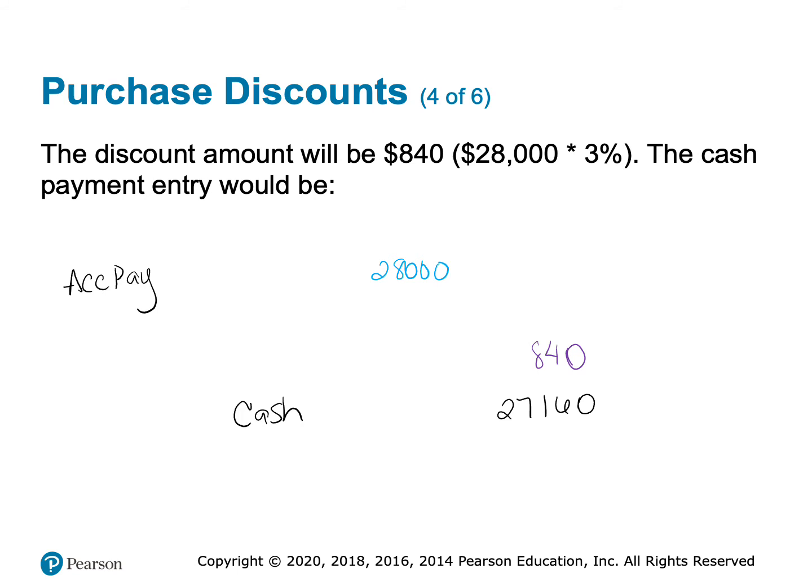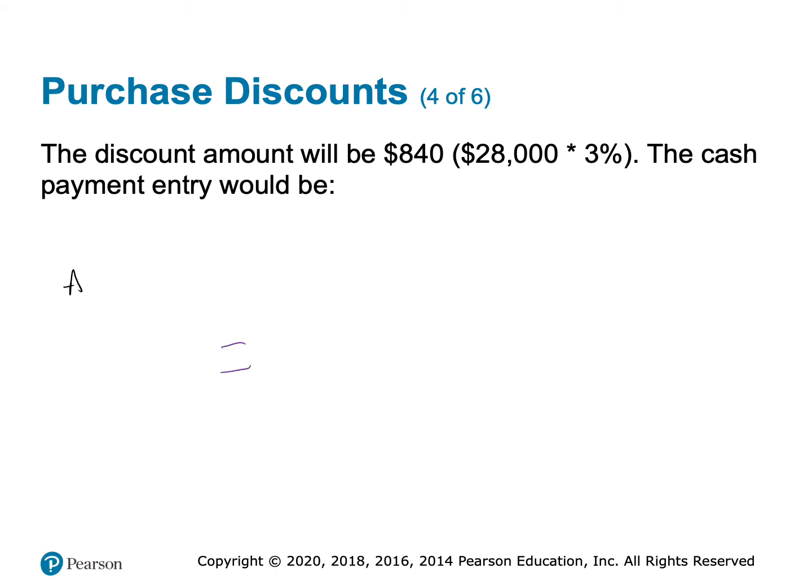Now, this credit represents the discount. It represents the amount of money that I saved on my inventory. Remember, inventory is an asset. All assets are recorded at their historical cost. So if you look in the inventory account right now, it shows a balance of $28,000, but that's not actually how much the inventory cost us. The inventory is actually costing us $27,160 because I got a discount. So I want to credit the inventory account for $840.